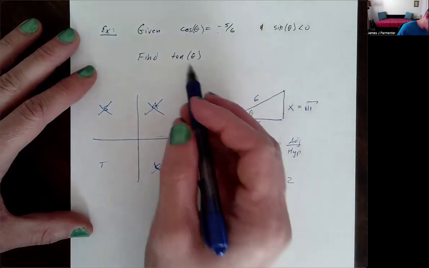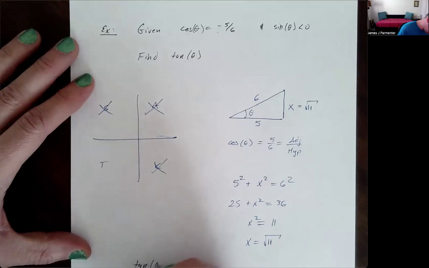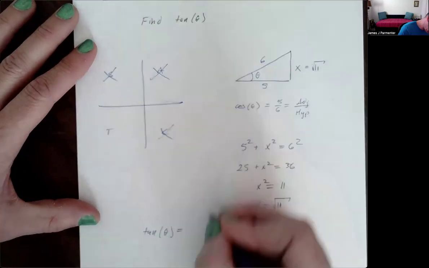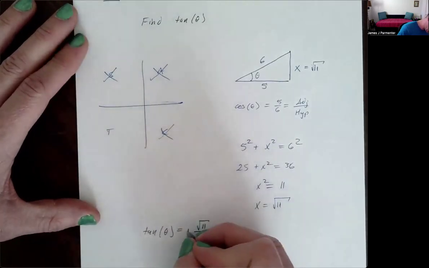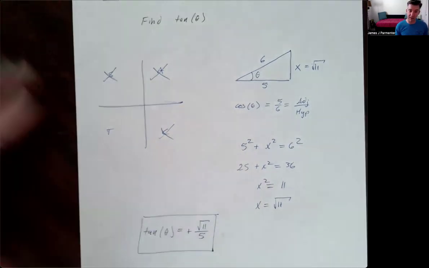So then we're trying to find tangent of theta. So tangent of theta should equal the opposite over the adjacent. So it's the square root of 11 over 5. And since we're in quadrant 3, tangent should be positive. You don't really need the positive sign there, but I kind of like it to really emphasize the fact that I know what my answer is.